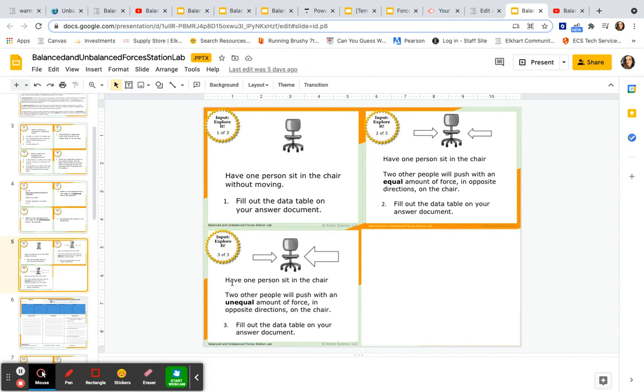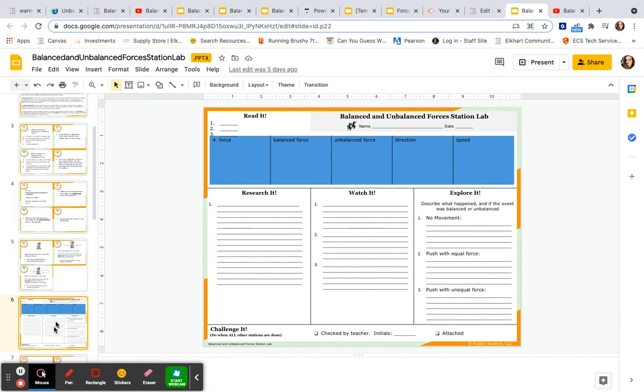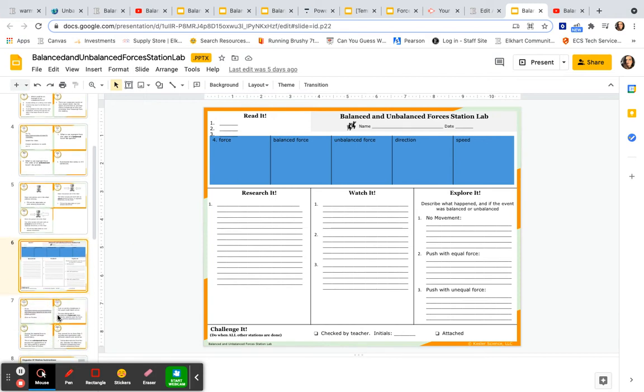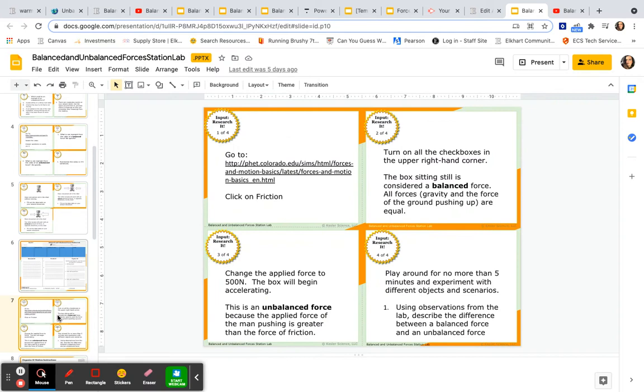Have one person sit in the chair, and then 2 people will push with an unequal amount of force in the opposite directions on the chair. Fill out what happens on your table here. Okay? Now, going on, we're going to watch another video, and then you're going to listen to the questions.